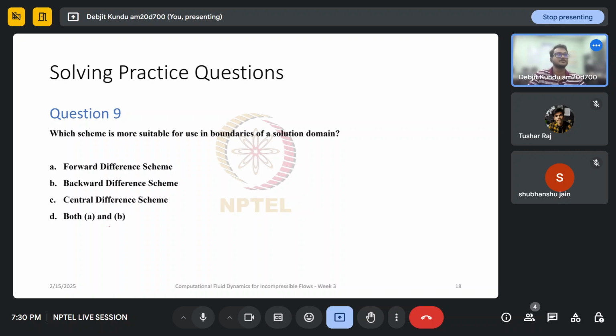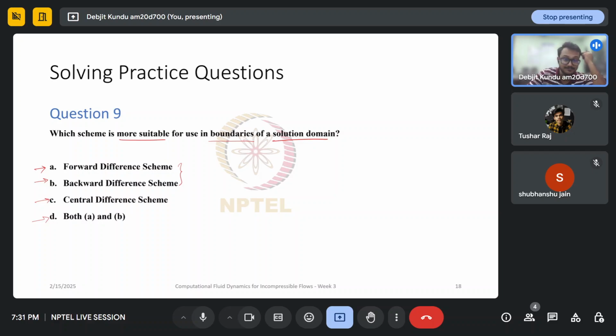The question is, which scheme is more suitable for use in boundaries of a solution domain? Is it a forward difference scheme? Is it a backward difference scheme? Is it a central difference scheme? Or is it both A and B, that is, forward and backward? You should be able to tell this because I hinted at the same concept once earlier today.